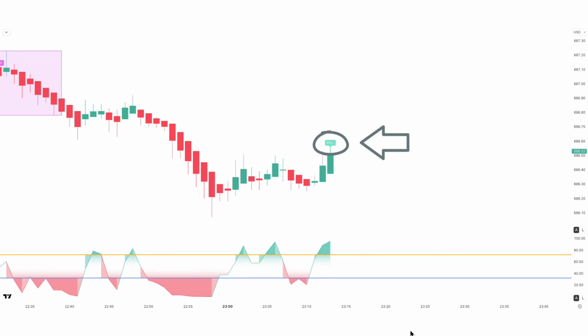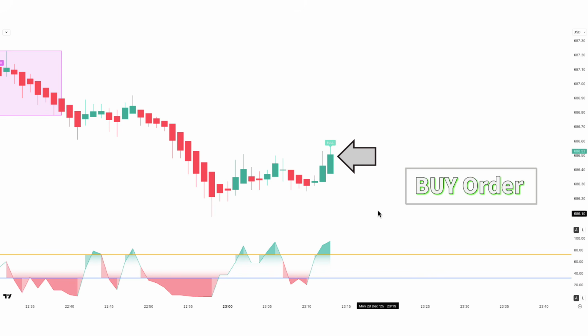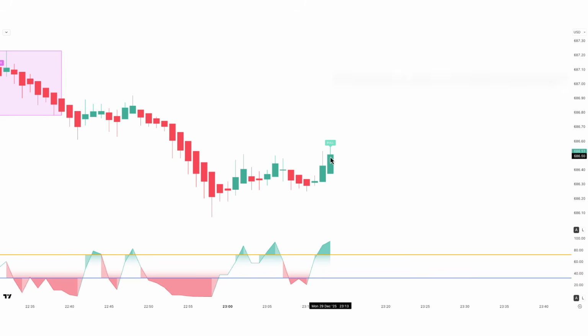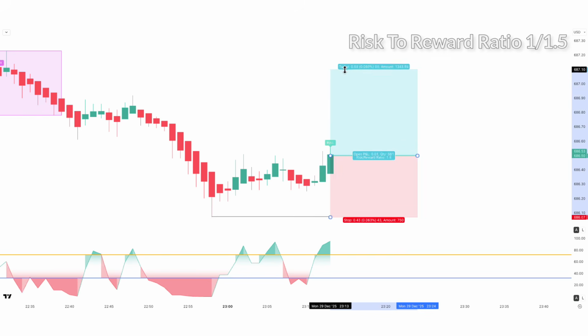When the Super Trend Breakout arrow of this indicator is a bull signal, and the green area of Super RSI is above the orange line, and the market forms a bullish candle, if these conditions are fulfilled, then we will place a buy order. Our stop loss is to be placed at the previous low of the market, and the risk to reward ratio will be 1:1.5.